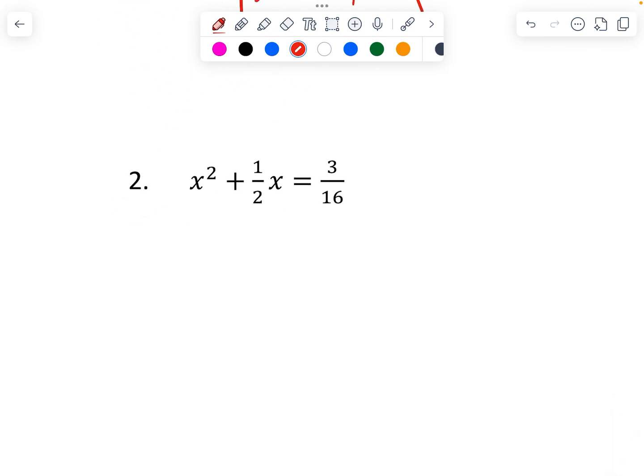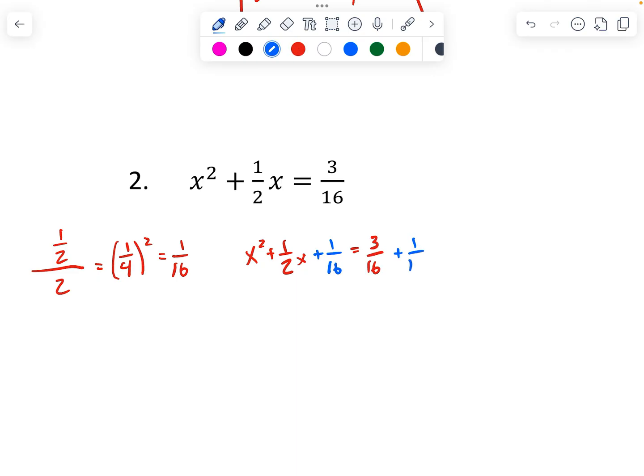Same thing. So 1 over 2 divided by 2, that's 1 over 4. And when you square it, it becomes 1 over 16. So 1 over 16 is what we are adding to both sides. All right, so then this is going to be x plus what two numbers add up to 1/2 and multiply to 1 over 16? I'm going to give you a hint. It's always b over 2. All right, and so you're going to get x plus 1 over 4 squared equals 4 over 16.